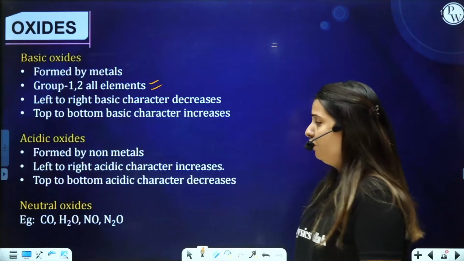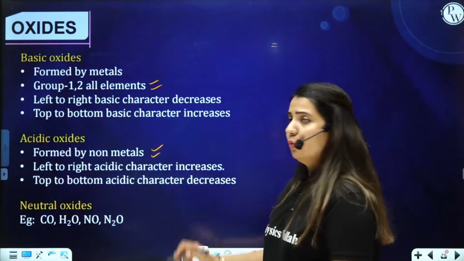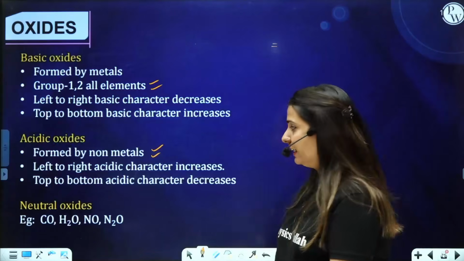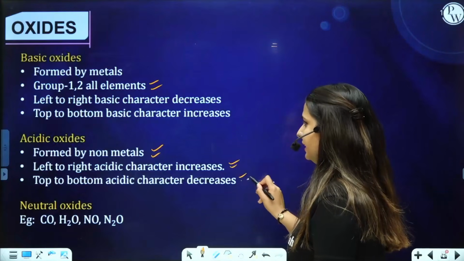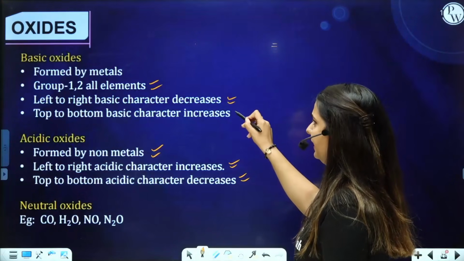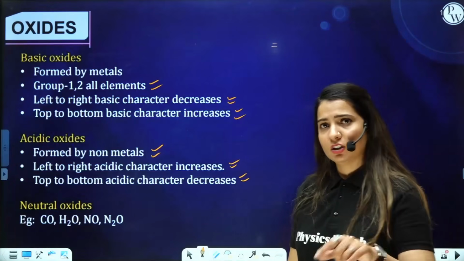Acidic oxides are formed by the non-metals. When you're moving from left to right, acidic character increases, and top to bottom it decreases. These are the trends you need to remember very nicely: basic oxide, acidic oxide.